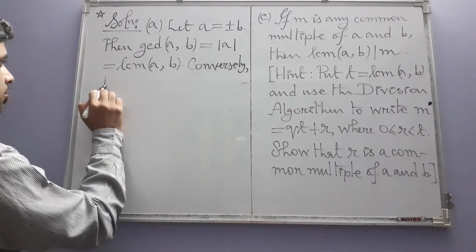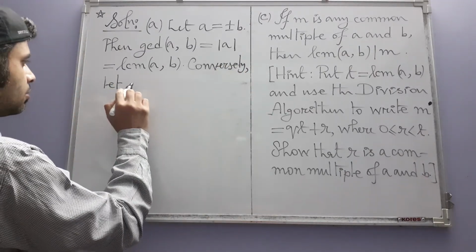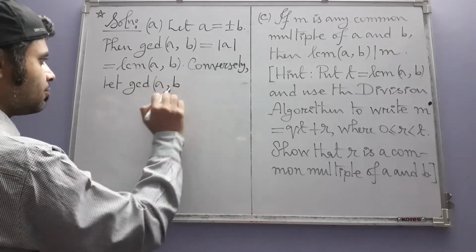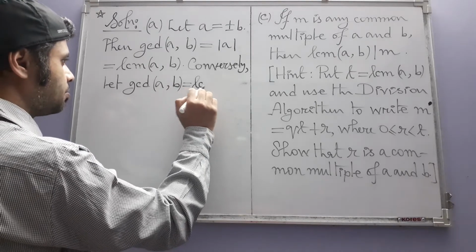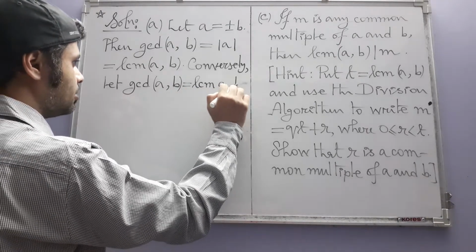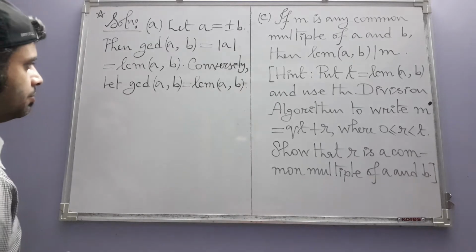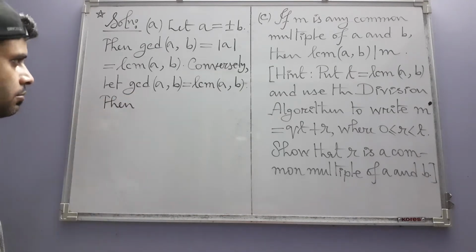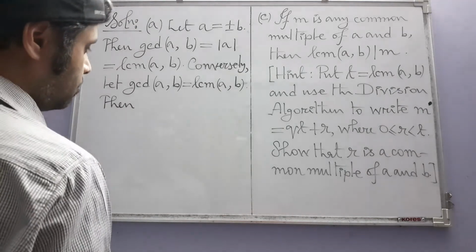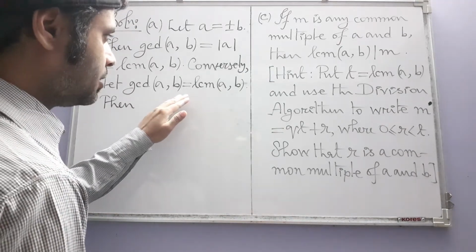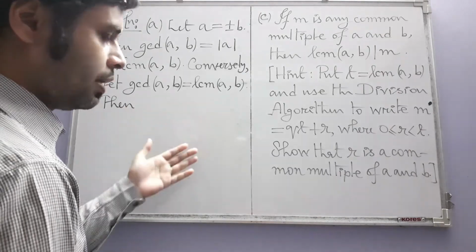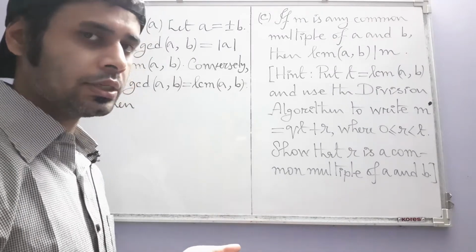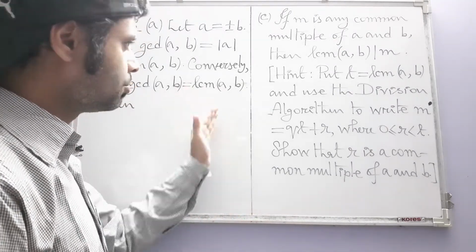Conversely, let the GCD of a and b be equal to the LCM of a and b. Then, okay, now LCM by definition is a common multiple of a and b. That means it is a positive integer that is divisible by both a and b.